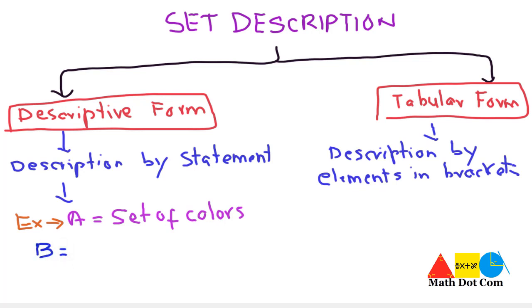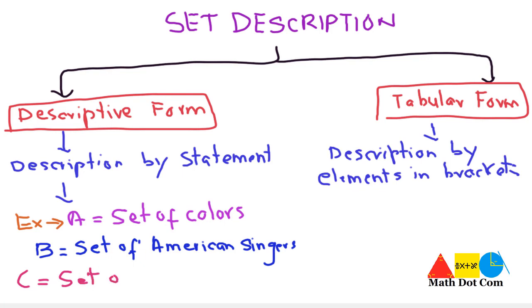Okay, we take another example. B is equal to the set of American singers. This is again a set that is described by means of words. Then it is called a descriptive form. Again, we can take the set of citrus fruits.